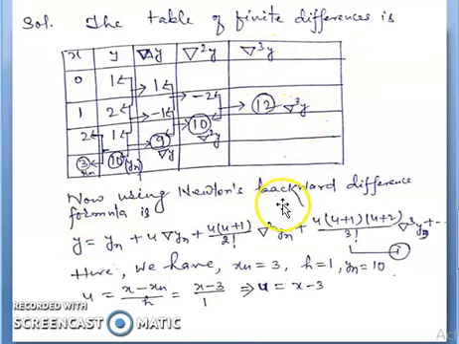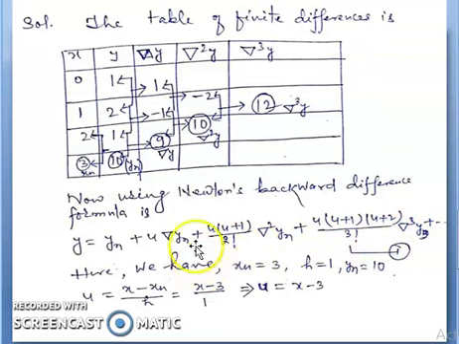Now using Newton's backward difference formula. What is Newton's backward difference formula? y equal to yn plus u of del yn plus u(u+1) divided by factorial 2 del square yn plus u(u+1)(u+2) divided by factorial 3 del cube yn plus and so on. This is equation number 1.